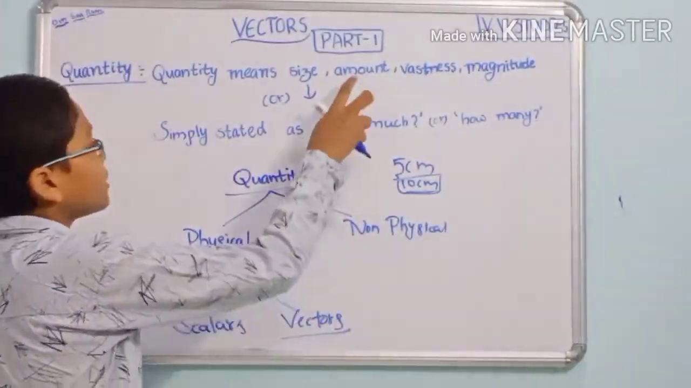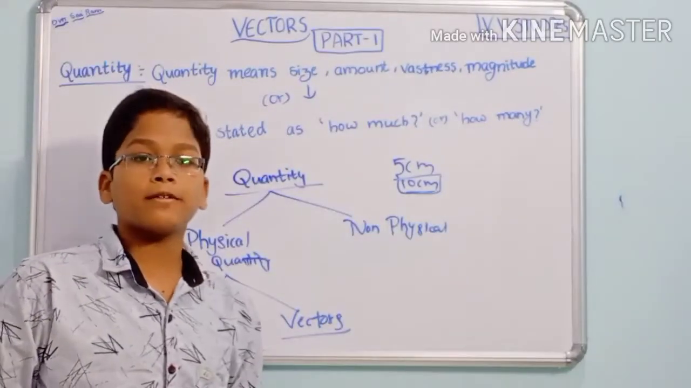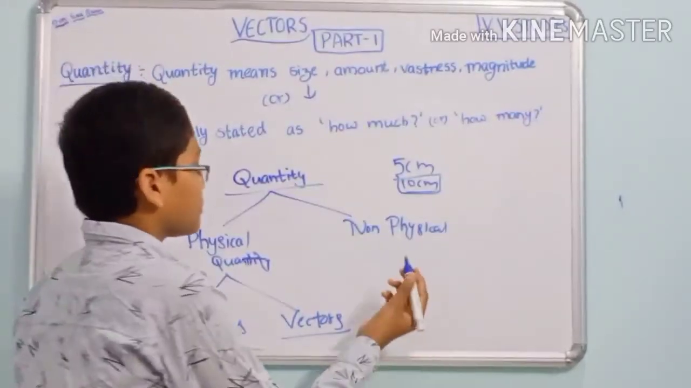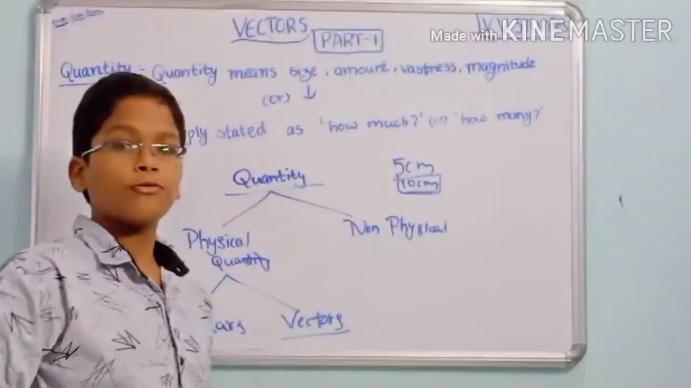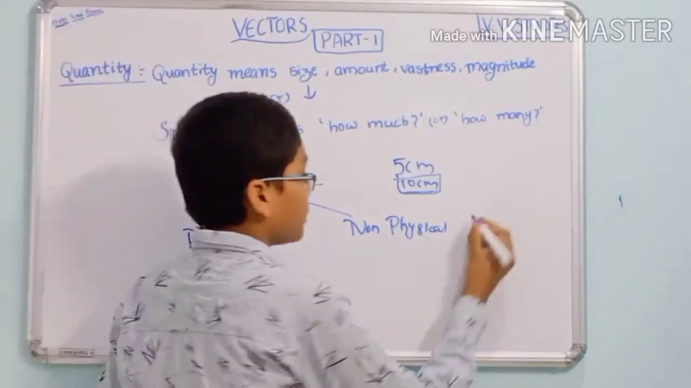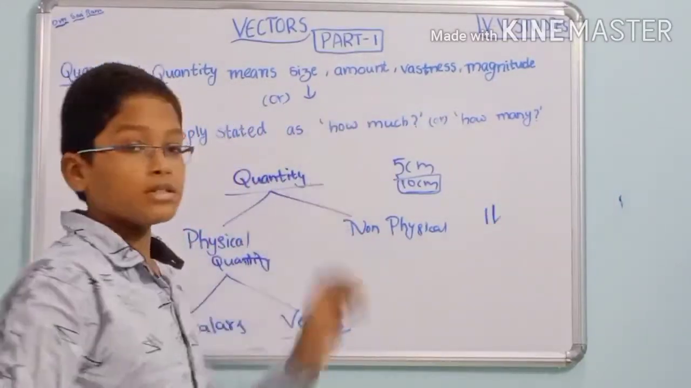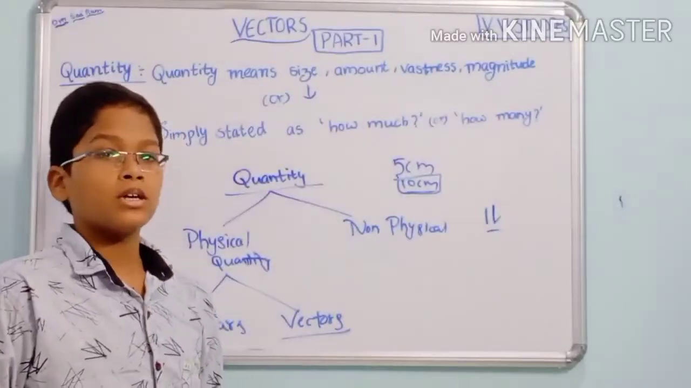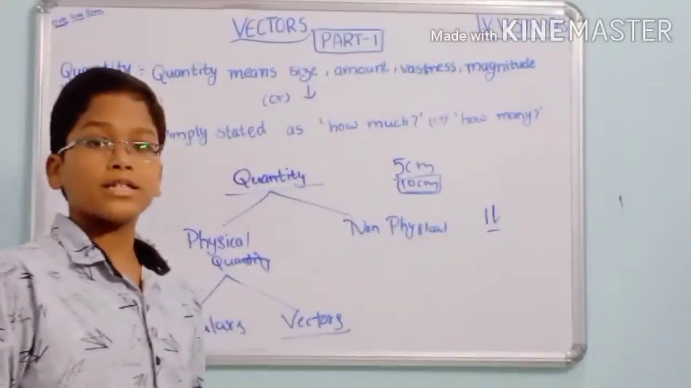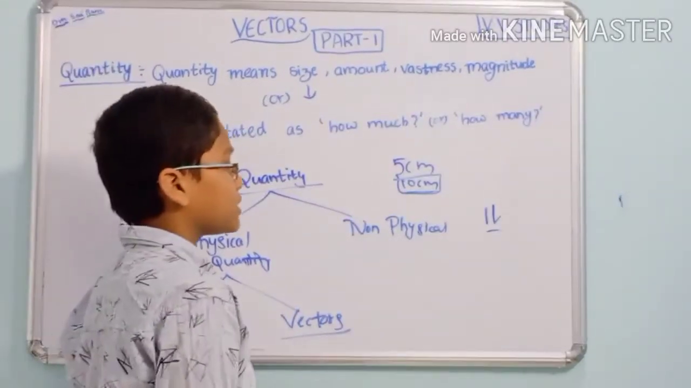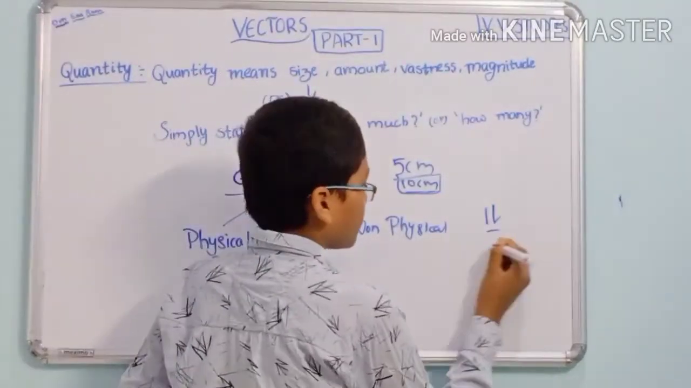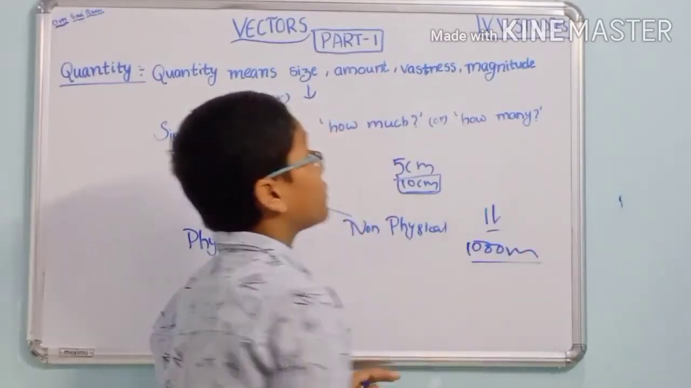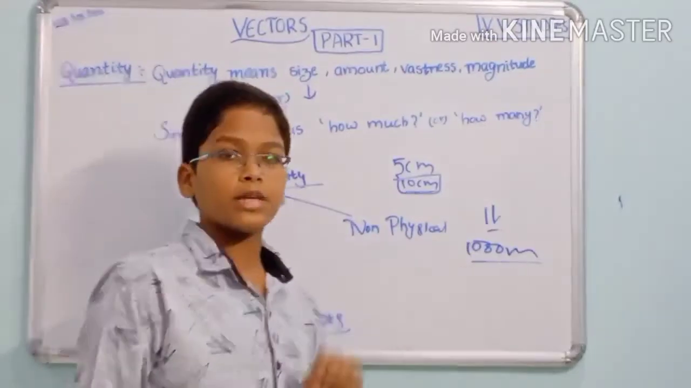Okay. Next, amount. A milkman daily comes to your house and pours milk and goes away. Now the amount of milk in your can is 1 liter, for suppose. This is amount, which is also a quantity. Vastness means deep, like the vastness of the Atlantic Ocean. It is something like 1000 meters; I don't know exactly, but we can take 1000 meters.